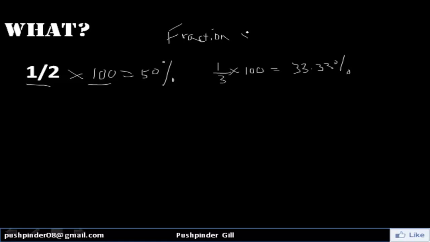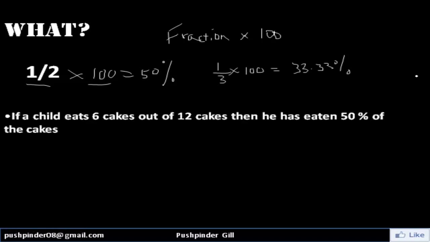Now this is some simple stuff, but it is very important for you to know that, because once you're able to understand the percentage topic deeply, you'll be able to solve any question that comes in front of you. Now if a child eats 6 out of 12 cakes, then he has eaten 50% of the cakes. So how did we find that? The fraction of the cakes that he has eaten is 6/12. That is equivalent to 1/2, and converting this fraction into percentage is by multiplying it by 100. I get my percentage to be 50%.